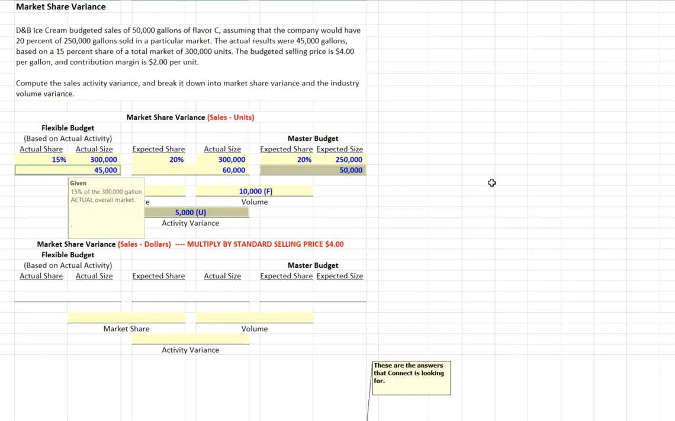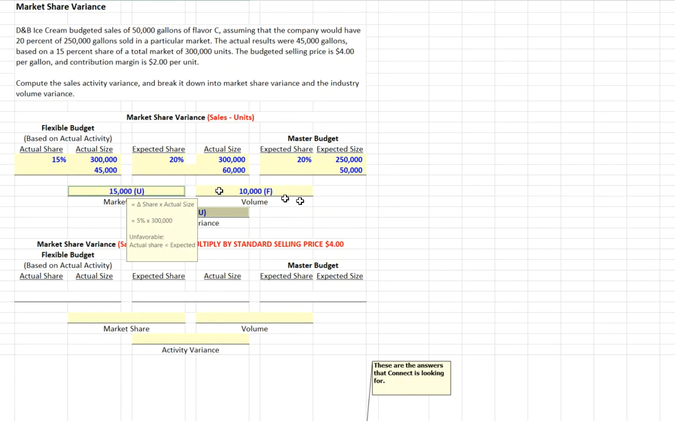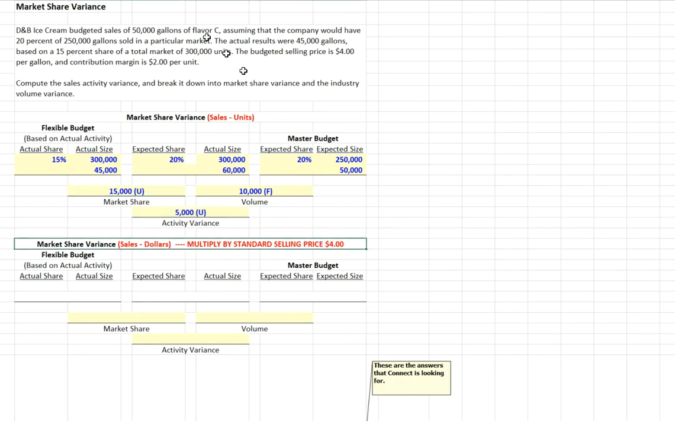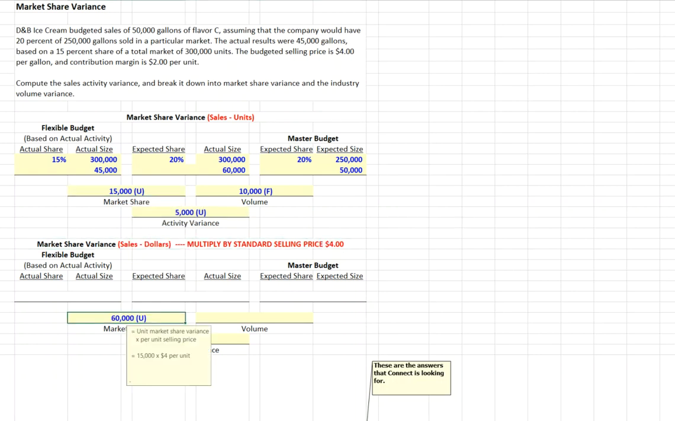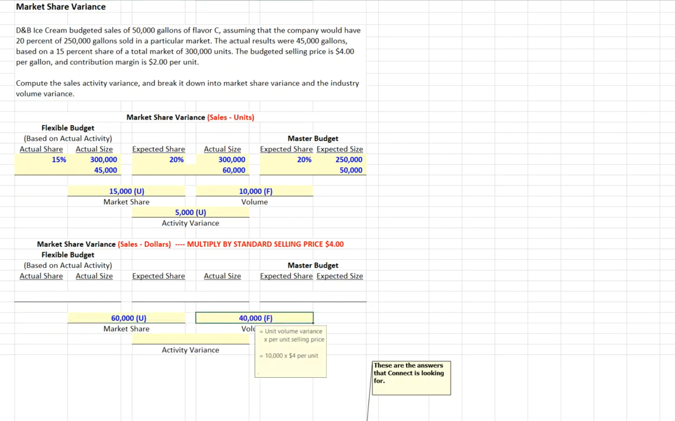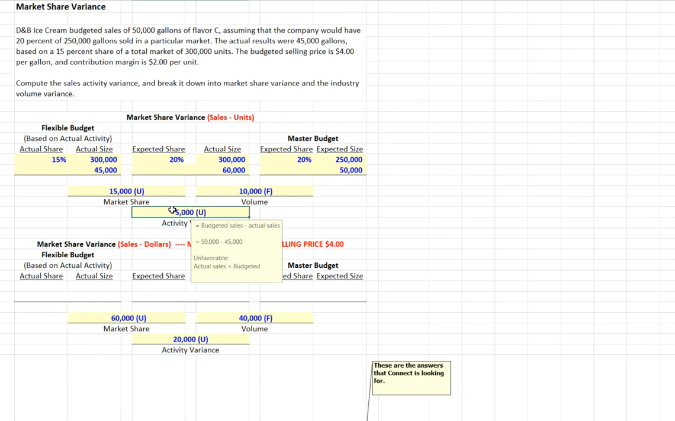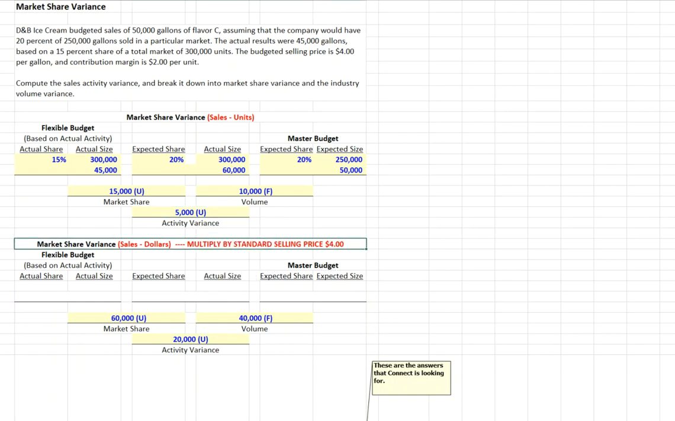Now, to get our sales revenue activity variances, we simply multiply our unit amounts by our $4 per unit selling price, and we get a market share variance of 60,000 unfavorable. We multiply the 10,000 units by $4 and we get a 40,000 favorable volume variance. And of course, the two combined gives us a $20,000 unfavorable activity variance, and that would have been our 5,000 units at $4 per unit.